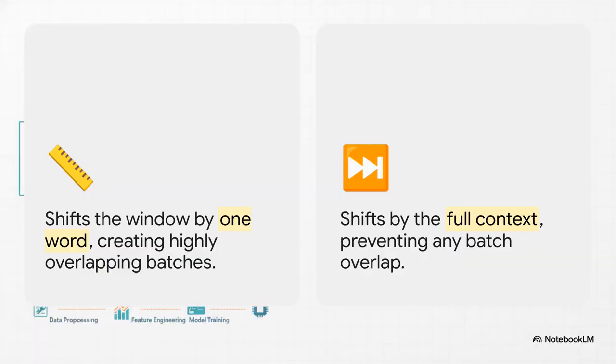When we implement this in practice, we use a vital hyperparameter called the stride. The stride dictates exactly how far our sliding window shifts across the document to grab the next batch of text. A stride of 1 shifts the reading window by just one single word, which creates highly overlapping training batches. On the other hand, if your context size is 4, a stride of 4 shifts the window by that full context size, preventing any batch overlap whatsoever. It's a delicate balance. Overlapping gives you more training pairs, but non-overlapping prevents the model from overfitting on redundant data.